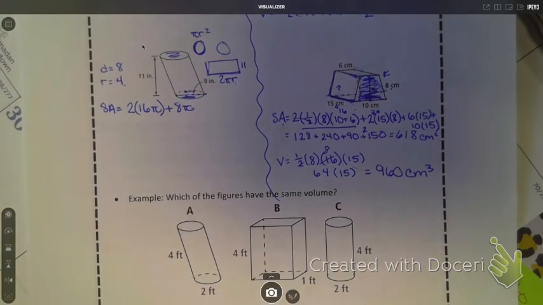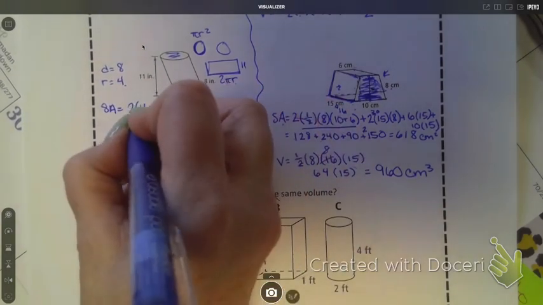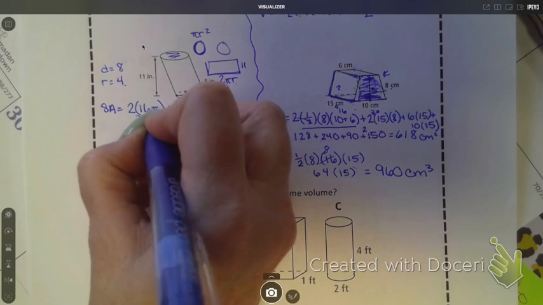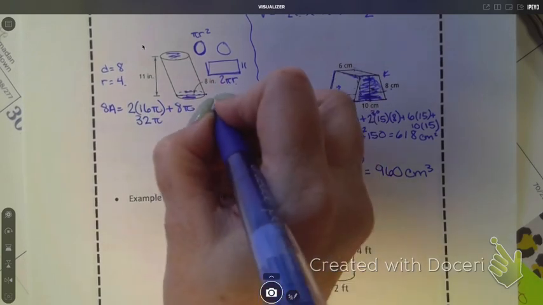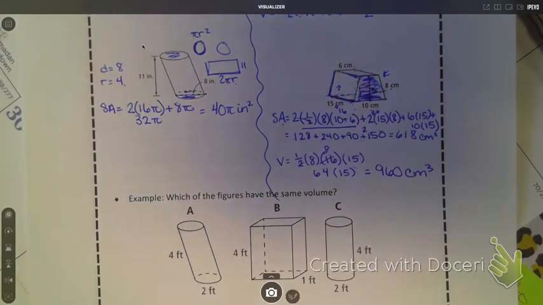Okay, so 16 times 2 is 32 pi. So the answer is 40 pi inches squared.